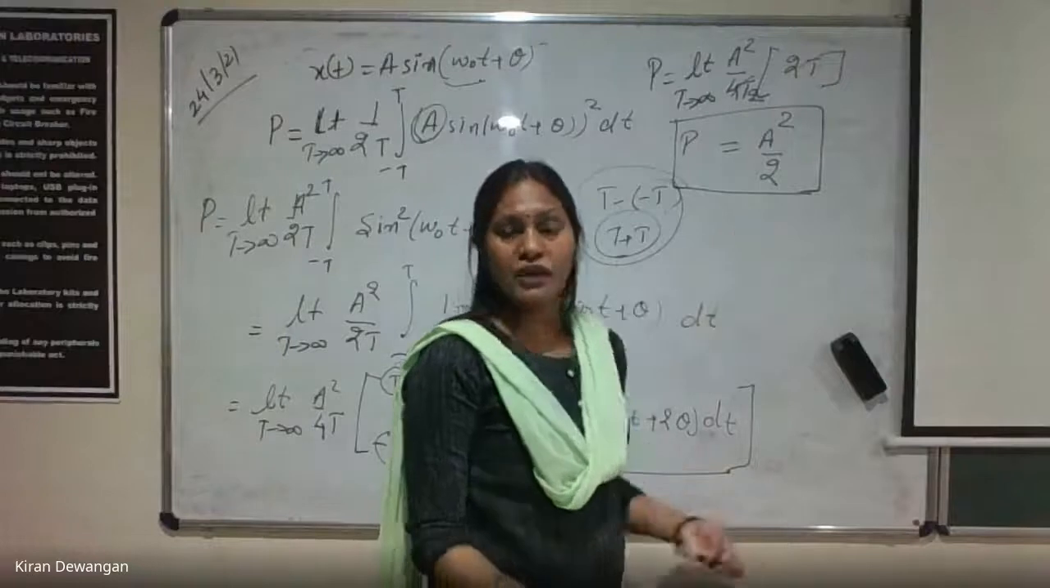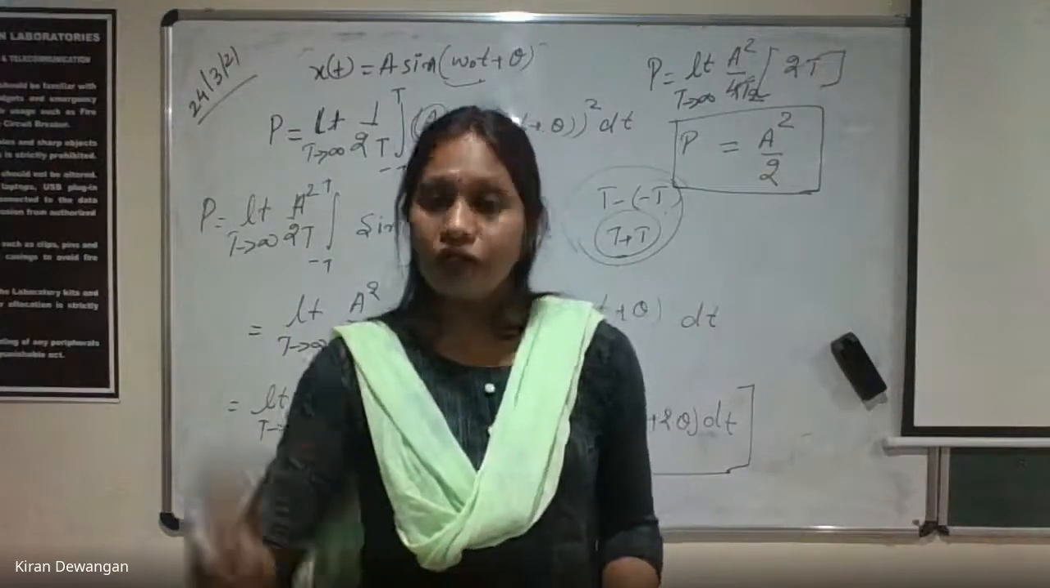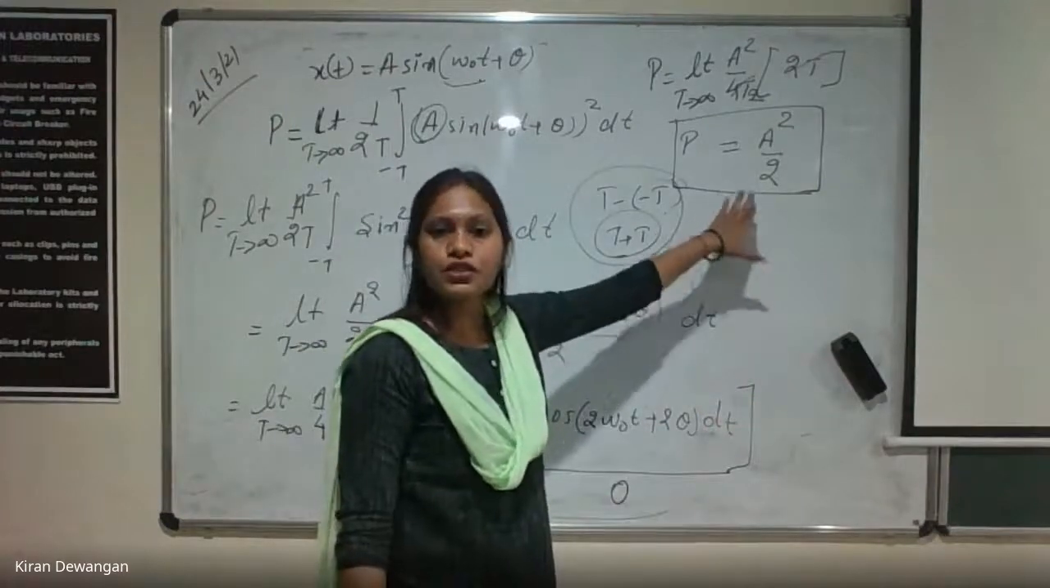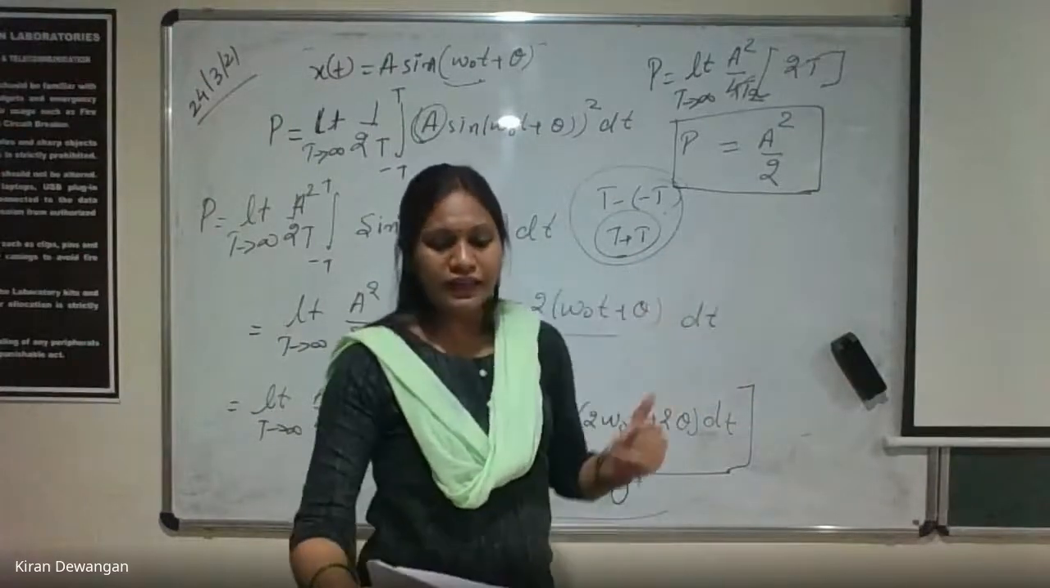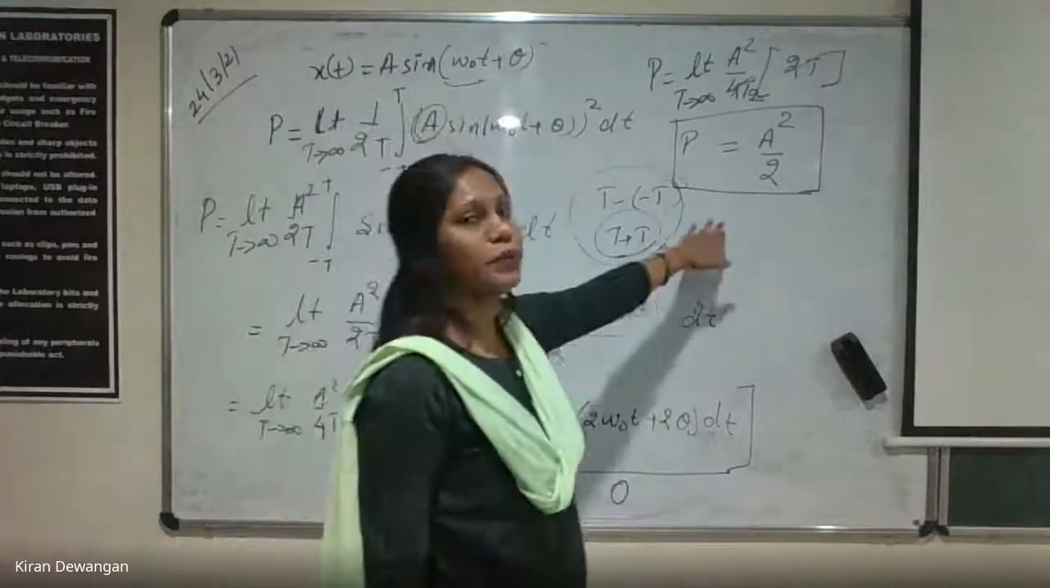Okay, this is the value of power we are getting, and hence it is a power signal. Clear? Because P is a finite value. We wanted P to be a finite value, right? For a power signal, what is the condition for power? It should be a finite value. Now if we check the energy, it will come out to be 0.